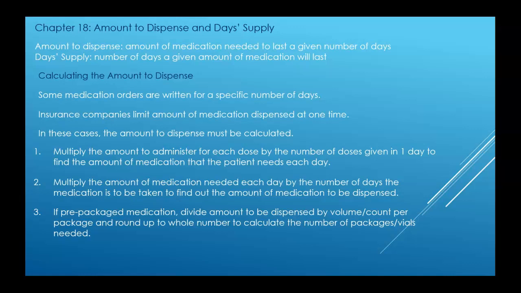So, to calculate the amount to dispense, basically you need to know the amount to administer per dose, multiply that by the number of doses in a day, then multiply that by the number of days on the order, and that will give you the amount to actually dispense.